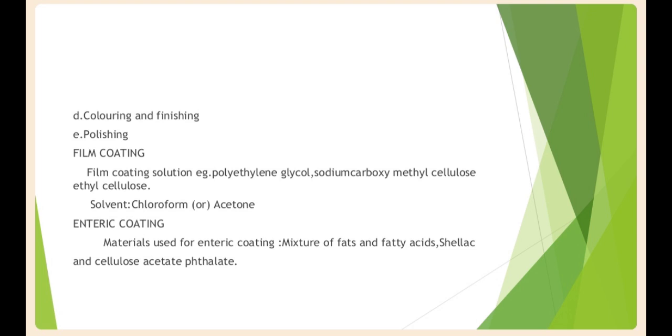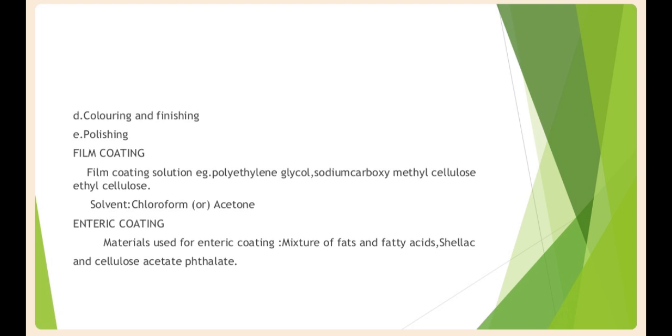Next one is syrup coating. The subcoated tablets are put in the pan. Heavy sugar syrup is applied and the pan is allowed to rotate. 3 to 4 syrup coatings are given until tablets of suitable size are formed. The tablets are dried between each coat.